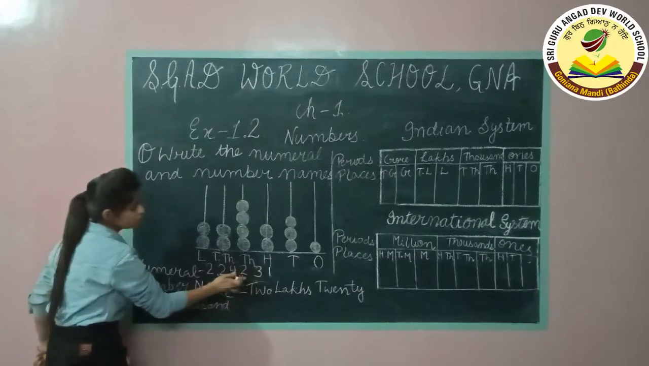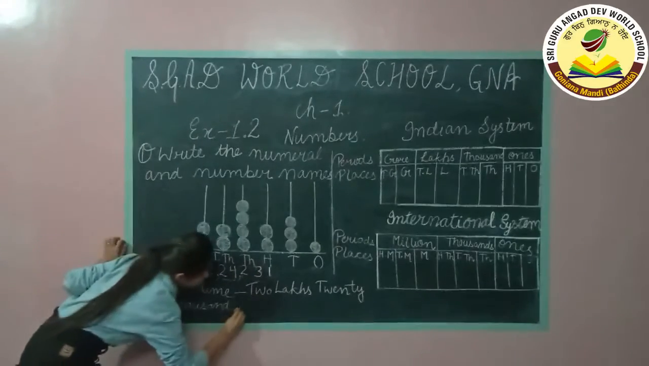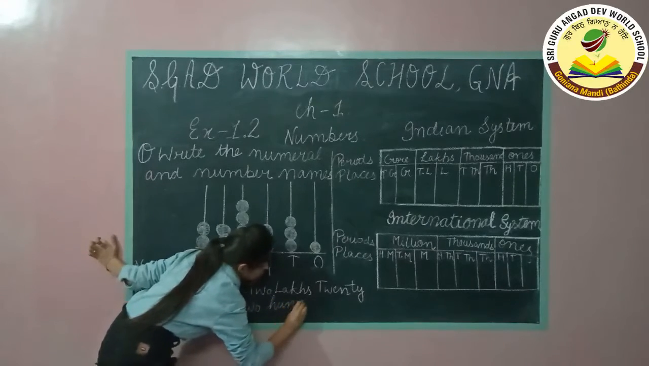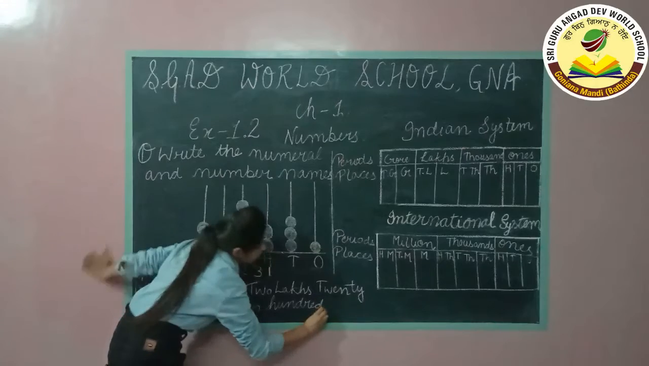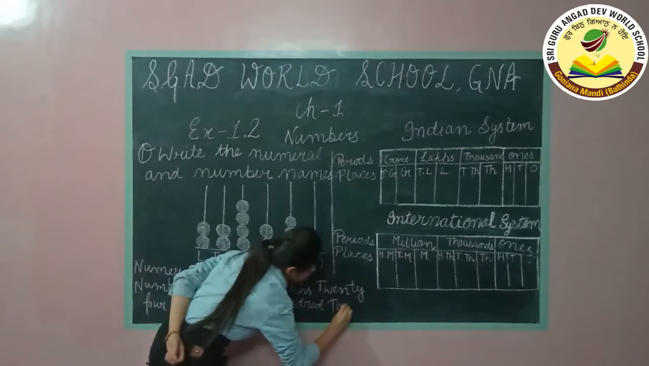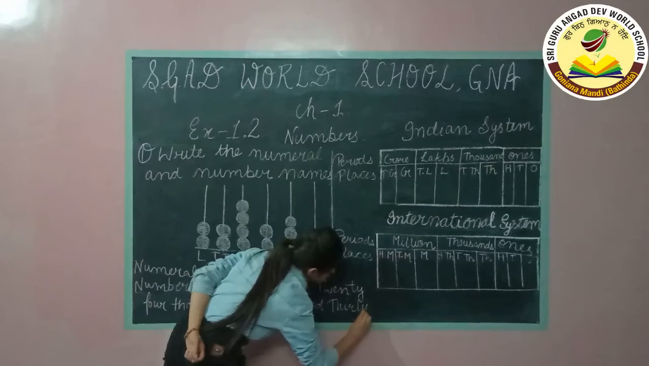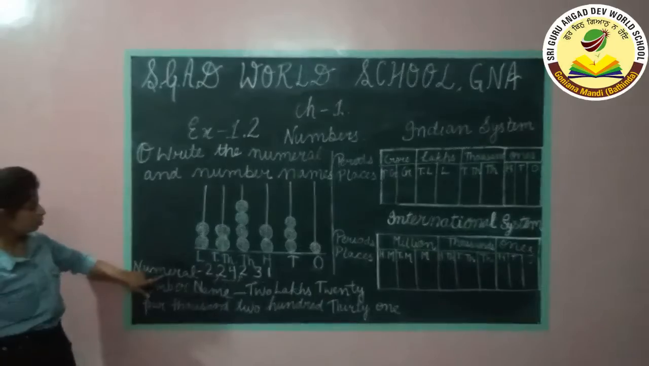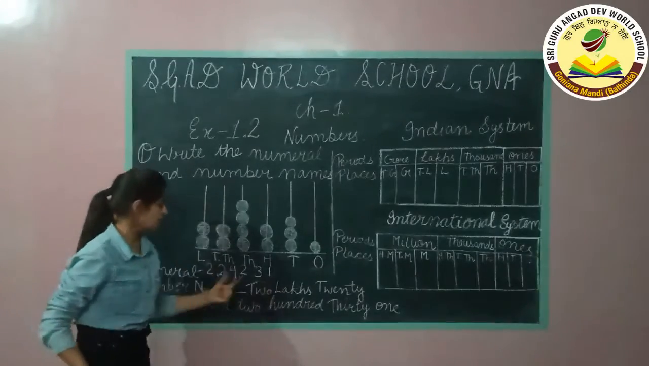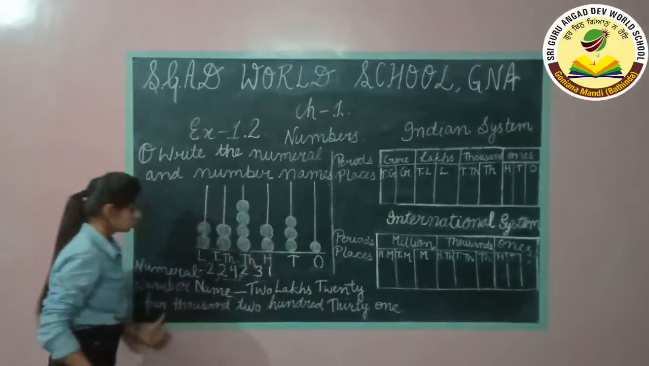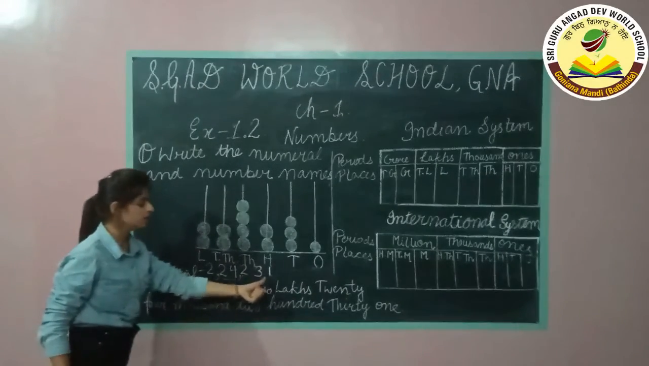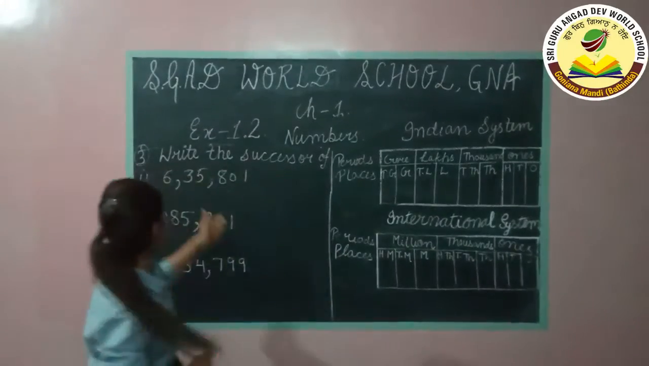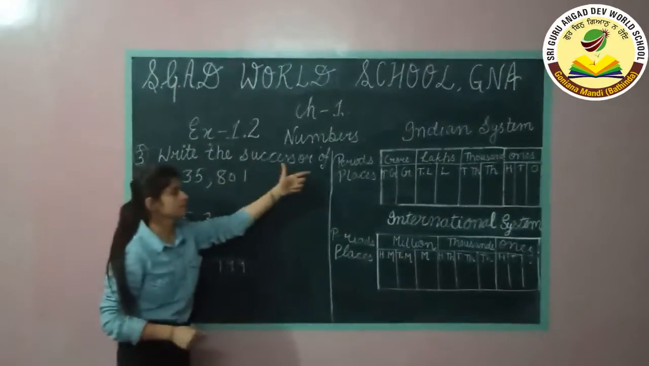in the ones period, 231. We write it. 231. There is the numeral 2,24,231.